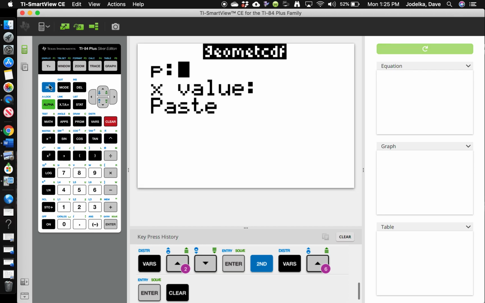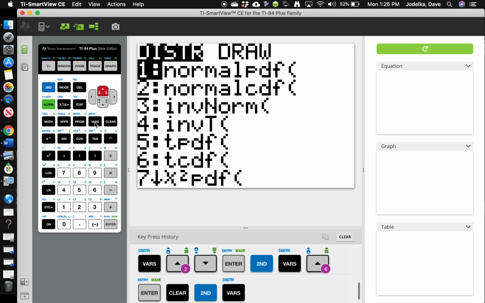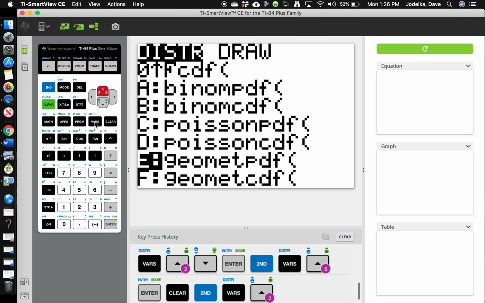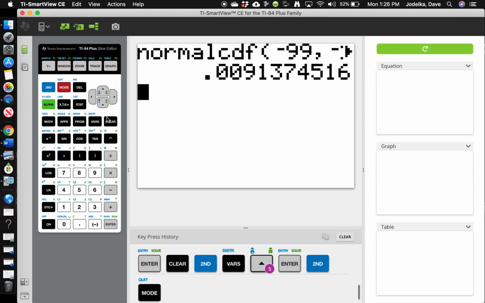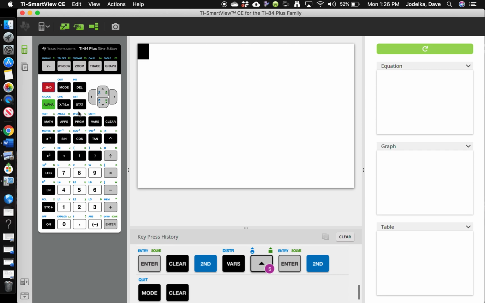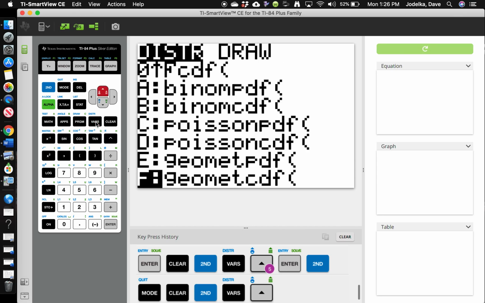Oh, I hit the wrong one. Sorry. Calculator's being a little slow. Okay, so if I can get up to here. All right, ready? Did it again. All right, I'll get back to that. I don't know why it's doing that. Let's try it one more time. Second, vars, and we'll pick capital A. I got a big delay here. I don't know why it's taking so long.